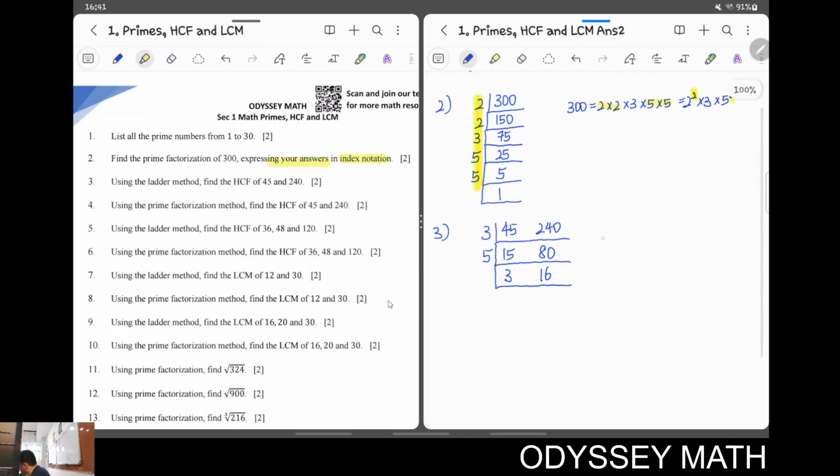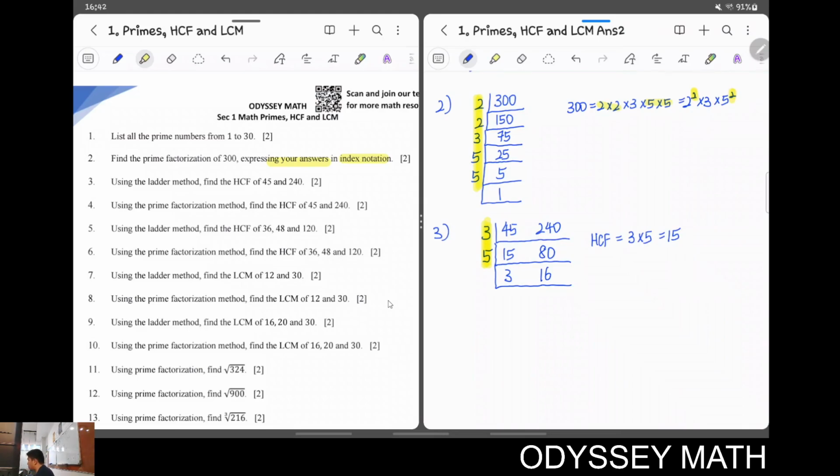And then what you do is, the HCF of 45 and 240 would be these numbers here that you have listed vertically. For HCF, you multiply all of them. So the highest common factor for 45 and 240 will be 3 times 5 equals 15. So that is the answer for question number 3.